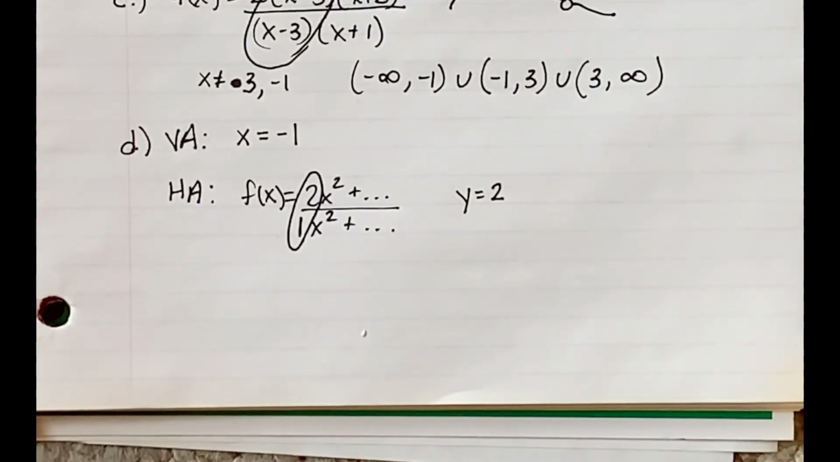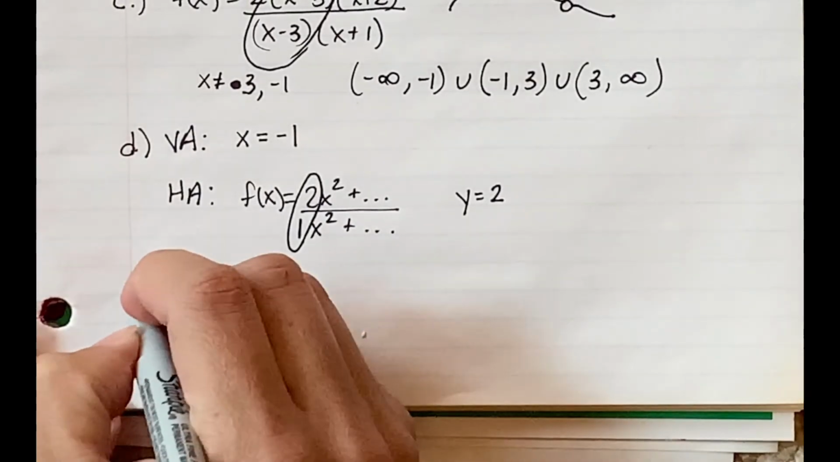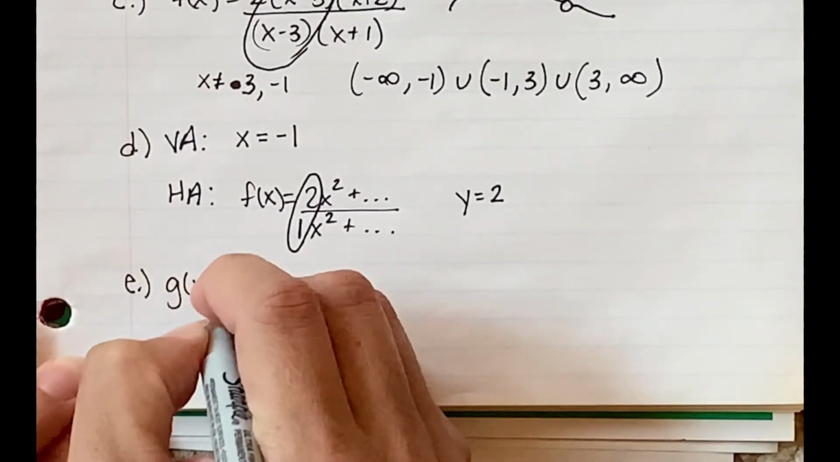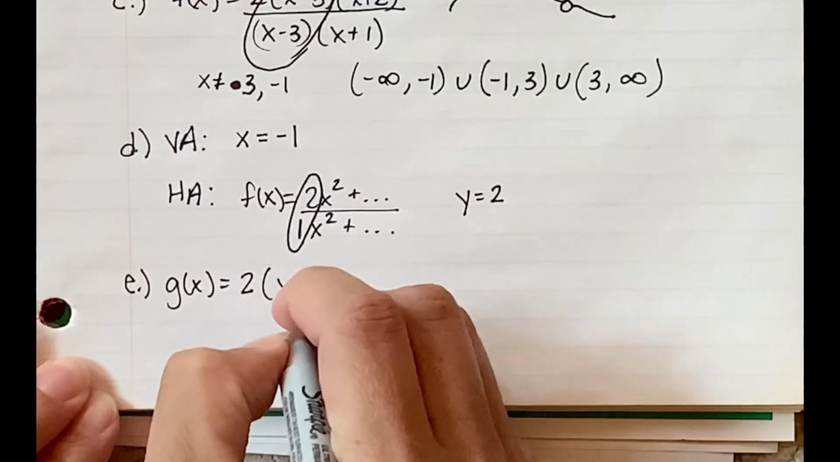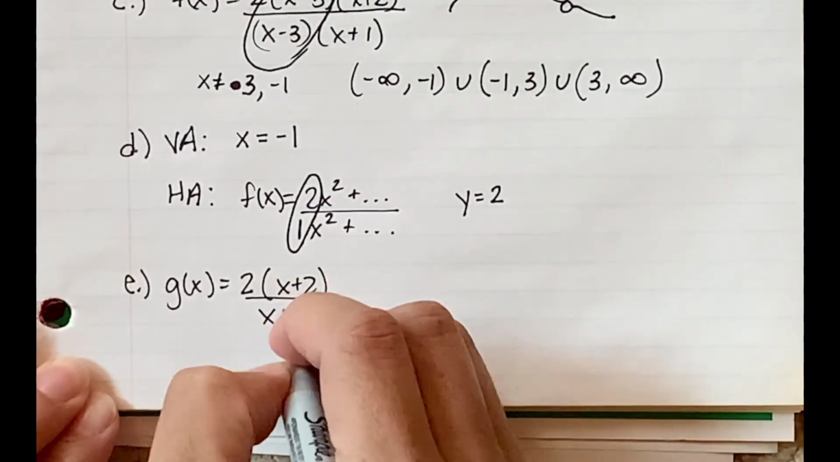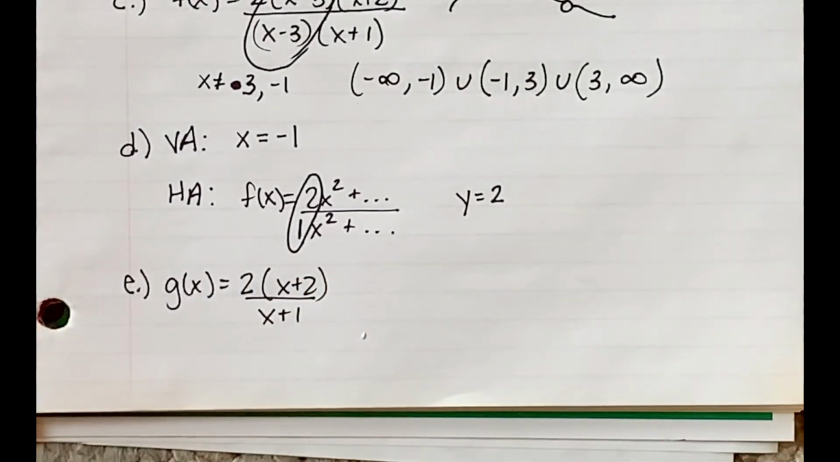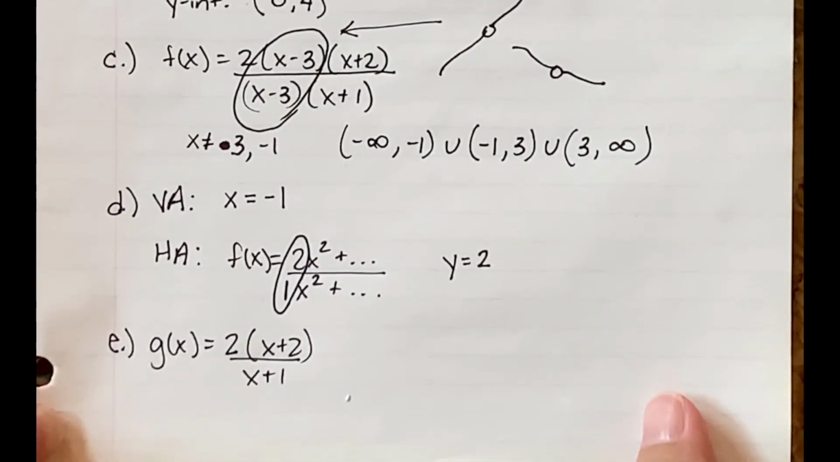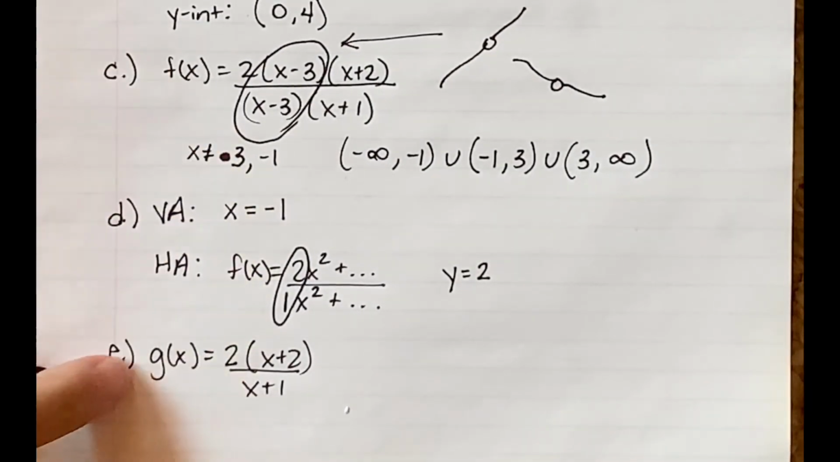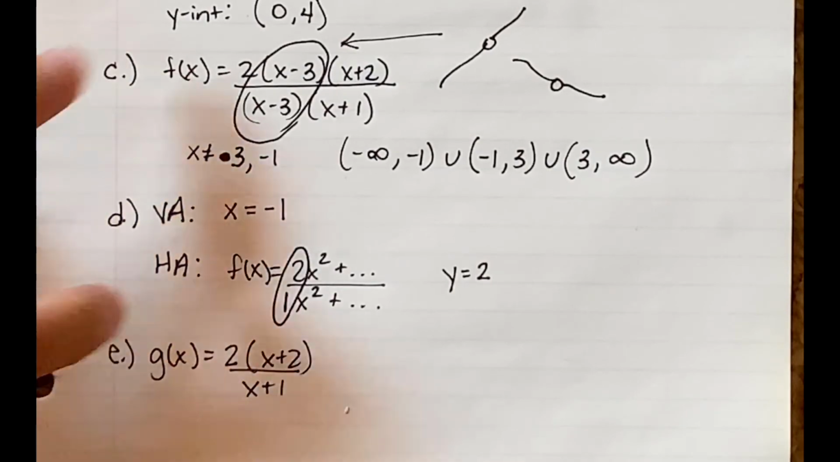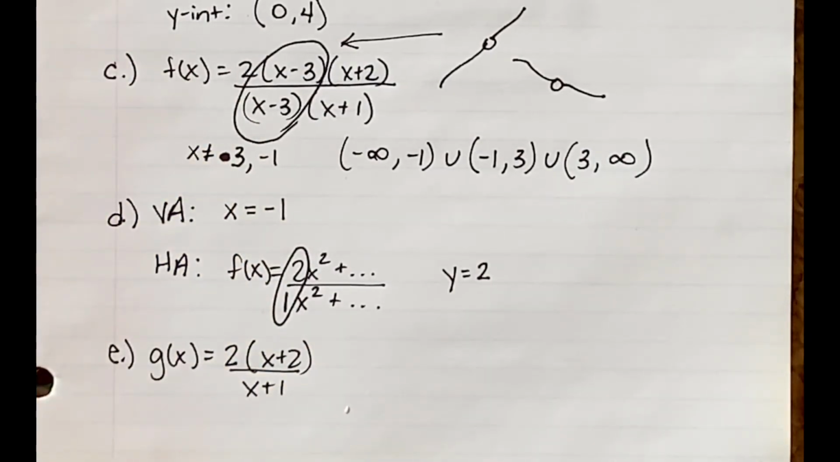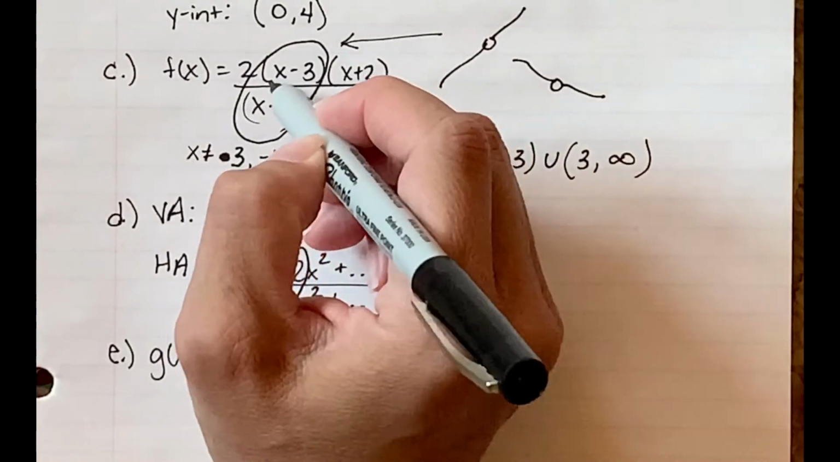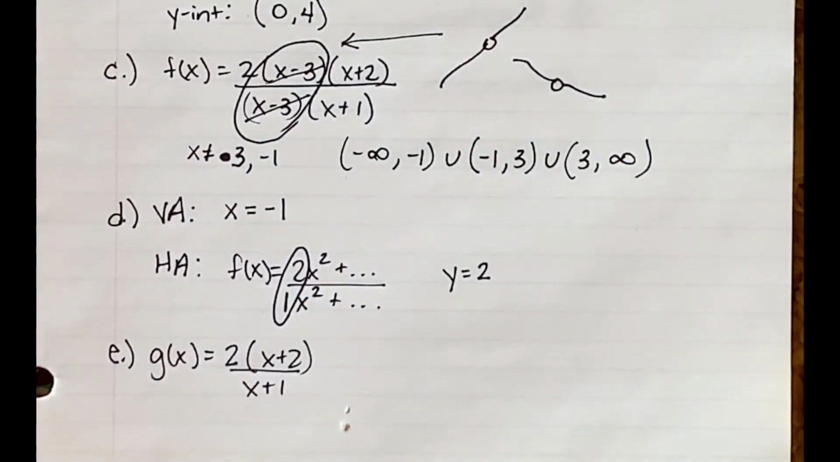Question E says, are f and the function g of x, which is 2 times x plus 2 over x plus 1, the same function? So let me get this so we can see both of them at the same time. Here's your f and here's your g, and the question is, are these the same function, why or why not? So basically what we've done is we've canceled those x minus 3's and we've said, okay, are they the same? They are going to be the same everywhere except for at x equals 3.